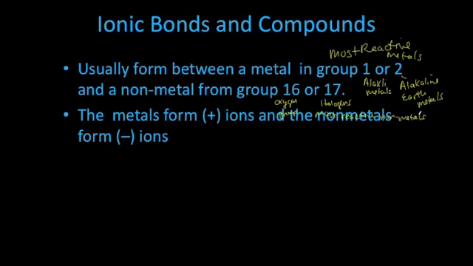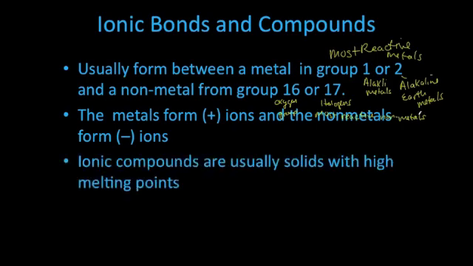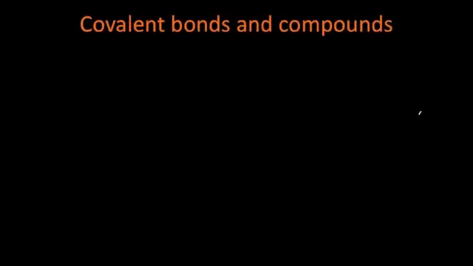Unique features of ionic compounds are that they usually are solids with very high melting points. So it takes a lot of heat to melt them. Okay? Now, covalent bonds in compounds.